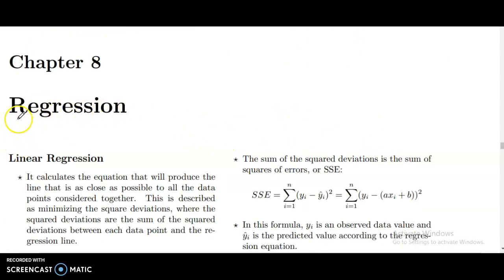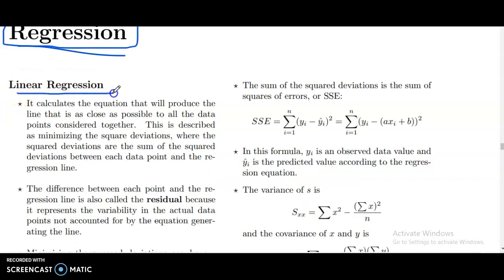Then regression. Linear regression calculates the equation that will produce the line that is as close as possible to all the data points considered together.